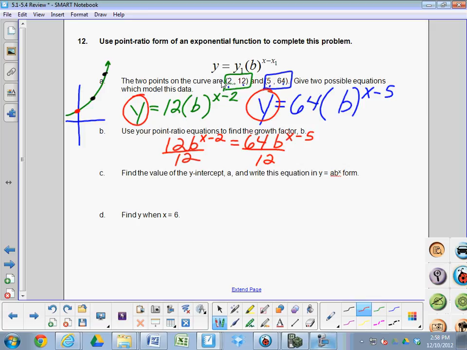What I'm going to have to do is rewrite C and D below. So let's just keep going with this. Ready? So here we go. The 12s cancel. 64 divided by 12 is 5.3 repeating. All right, so 5 1/3, b to the x minus 5.